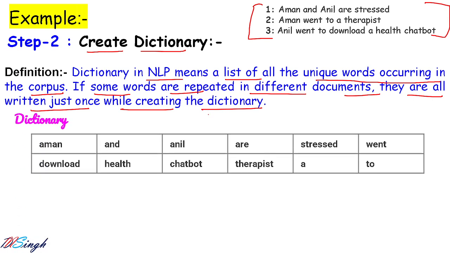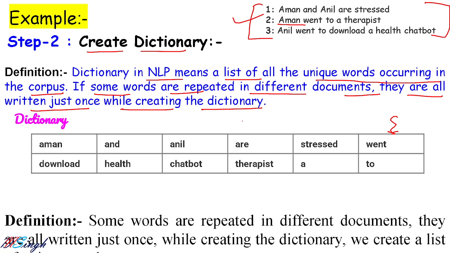Let us see the dictionary. Aman, and, Anil, are, stressed, went, download, health. Aman has not been written again, even though it appears in document number 2 also. Health, chatbot, therapist, a, and to. So these are all the unique words which are present in this corpus.